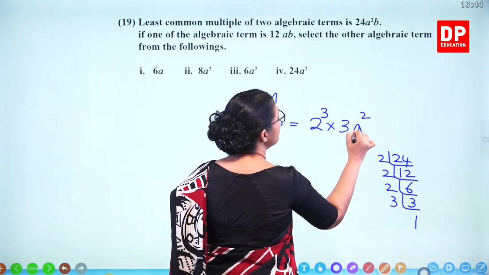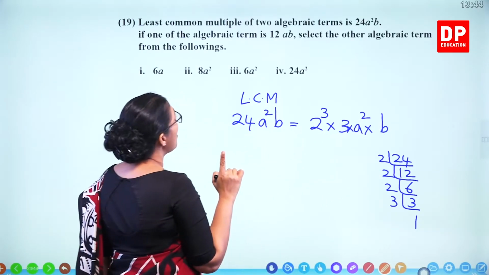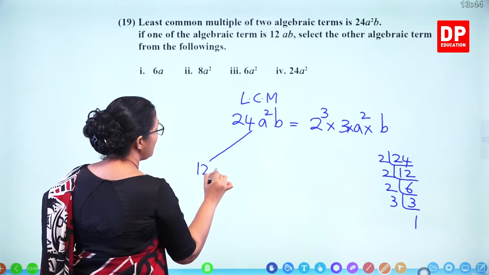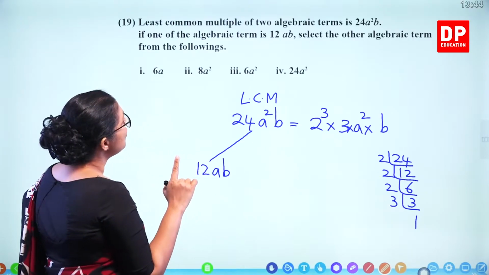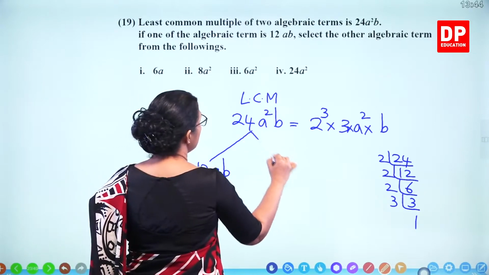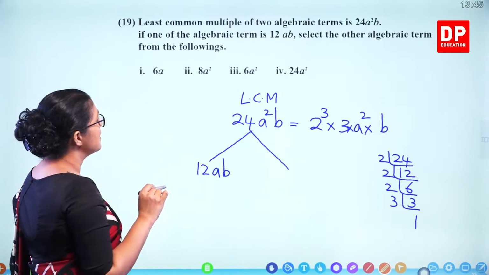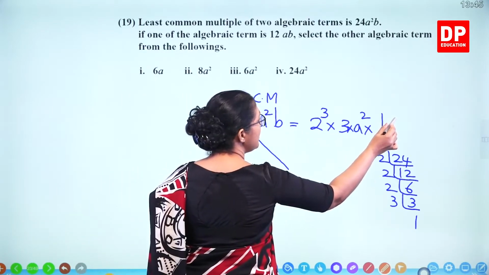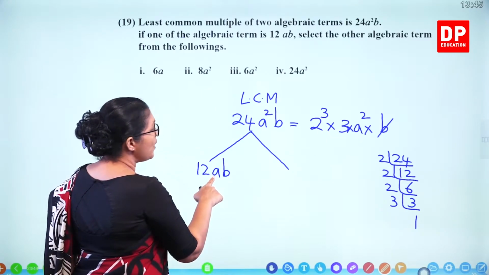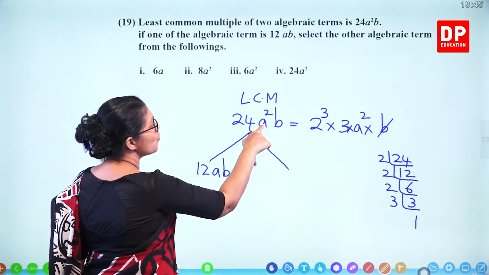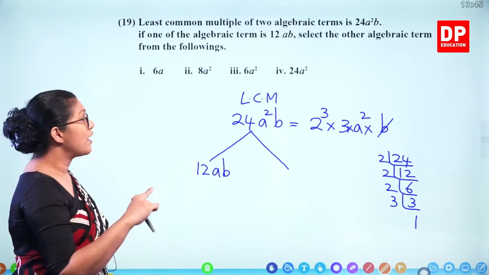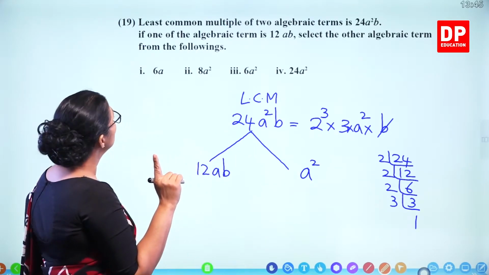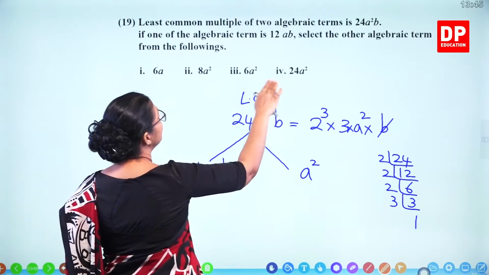A squared and 1b. Now it says one of the algebraic terms is 12ab. And you have to select the other algebraic term using these 4 terms. So no b term. So b terms from this one. So the b term is alright, so you don't need that. Now we need a squared. From here that's a. So to get the lowest common multiple a squared, this should be an a squared term. So from that you can select these 3.